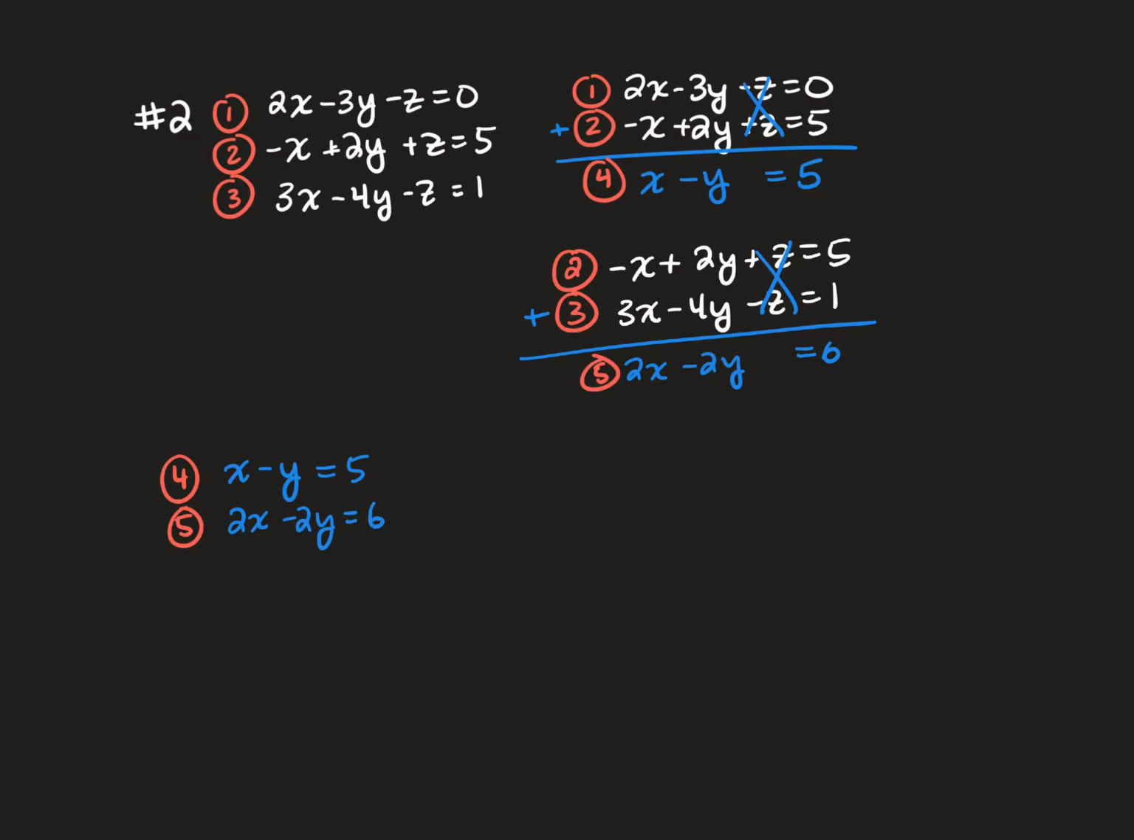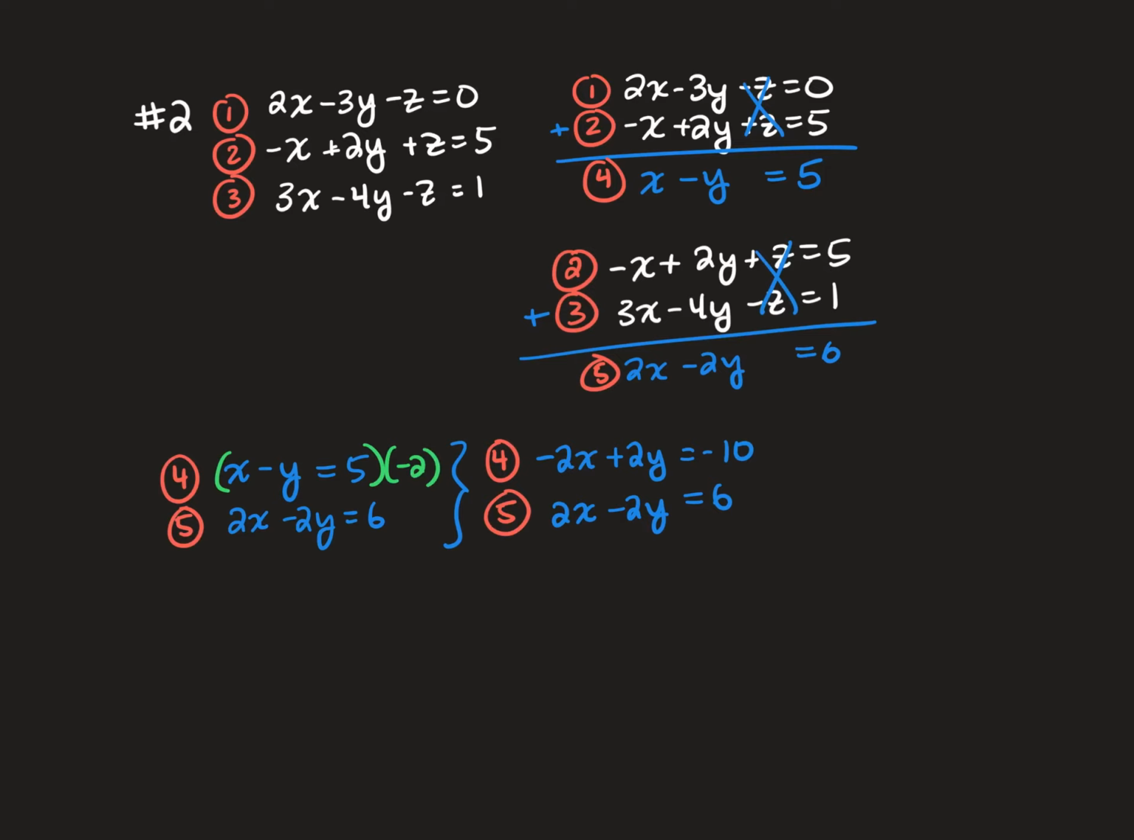So something interesting is happening here, and you might already kind of be suspecting something weird is going to happen, and you would be right. Let's eliminate x. So to do so, I'm going to multiply this equation by -2. So if we rewrite our two equations, equations 4 and 5, after we multiply equation 4 by -2, we get -2x plus 2y equals -10, and then leave equation 5 alone.